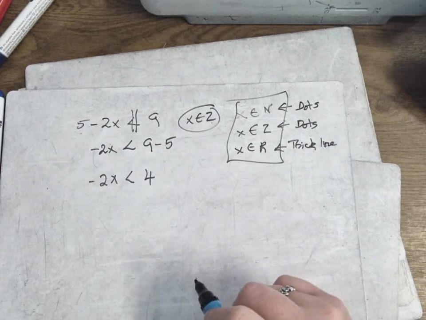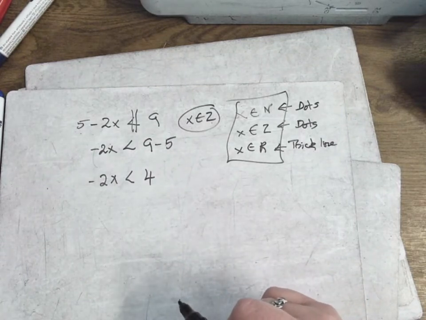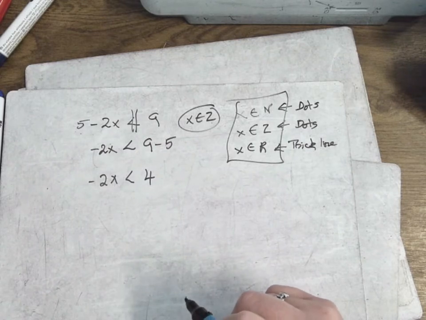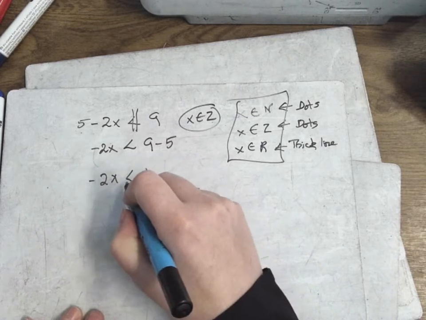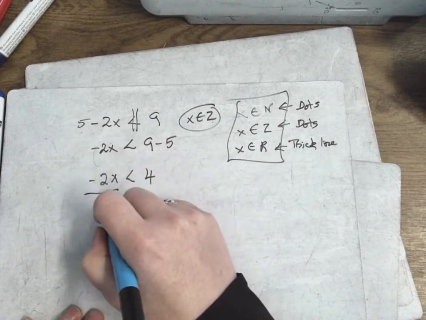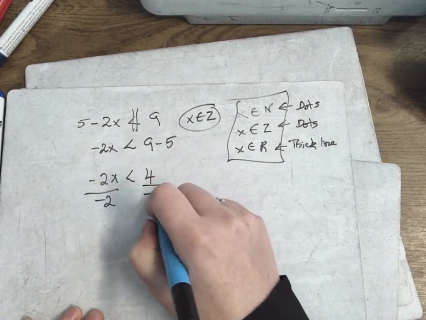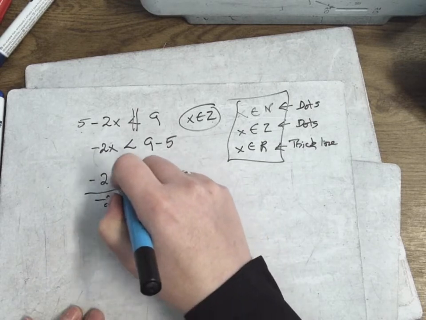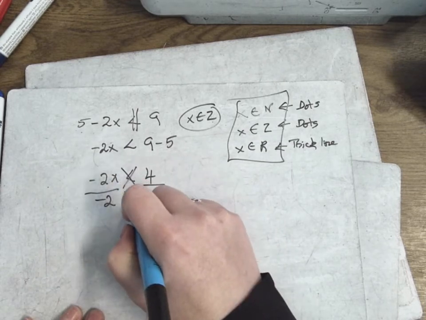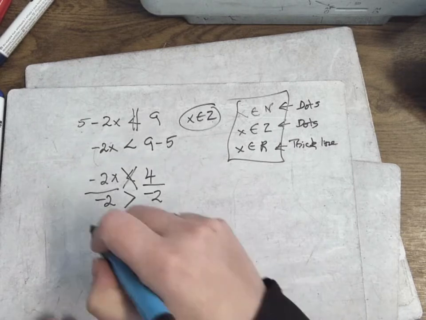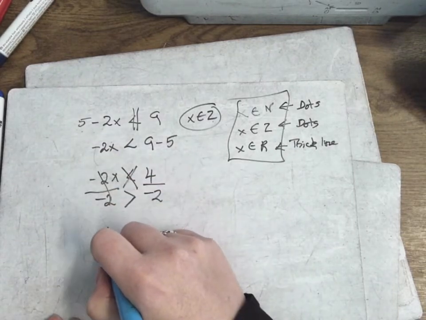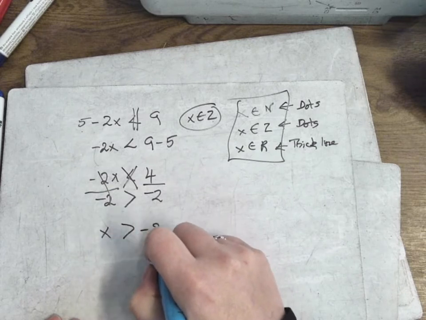Minus 2. Now this is the big difference between inequalities and equations. If you divide by a negative number, what have you to do? You have to reverse the inequality sign. So I need to divide each side by minus 2. Because I'm dividing by a negative number, that was a less than, now it's a greater than. If I was dividing by a positive number, there's no change. Only change if you divide by a negative number, right? So they cancel and you get x is greater than minus 2.